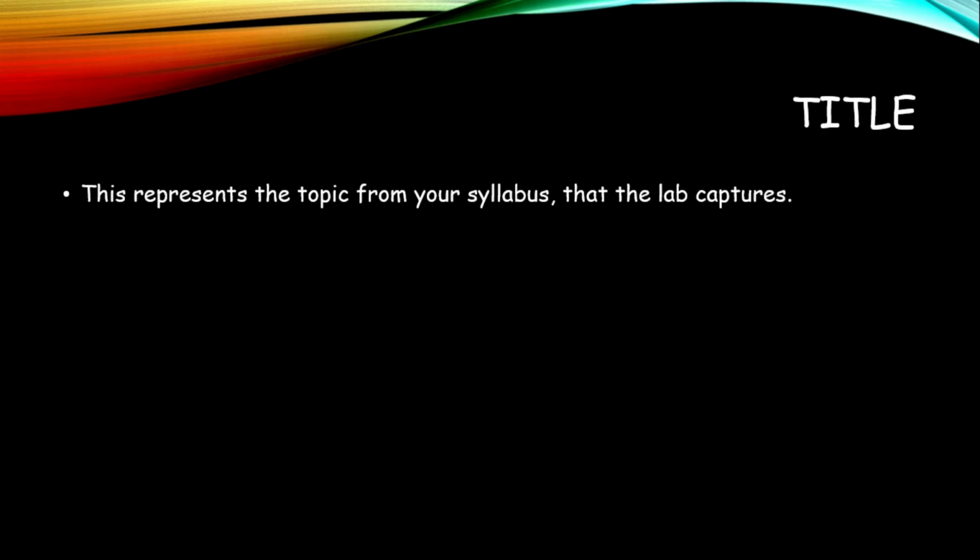The title. Now, this represents a topic from your syllabus that the lab captures. So, for example, if you were testing for starch, then it would come directly from photosynthesis. So, that type of thing, you want to say, what are you looking at? What topic are you looking at in your text now? What is it that we're studying now, right? And then that would indicate the direct relationship with your lab. And your teacher could help you with that if you're not sure.